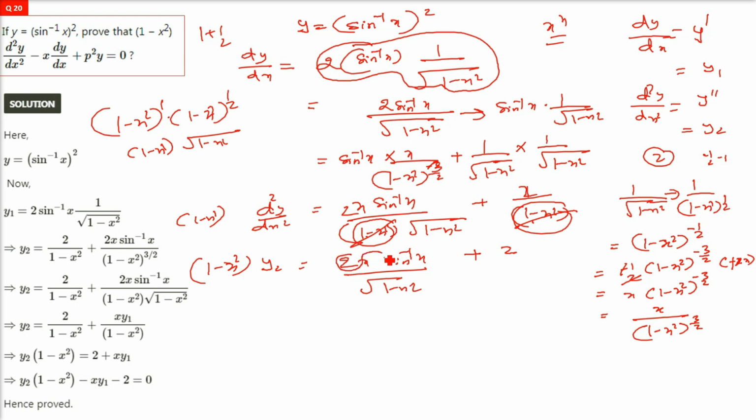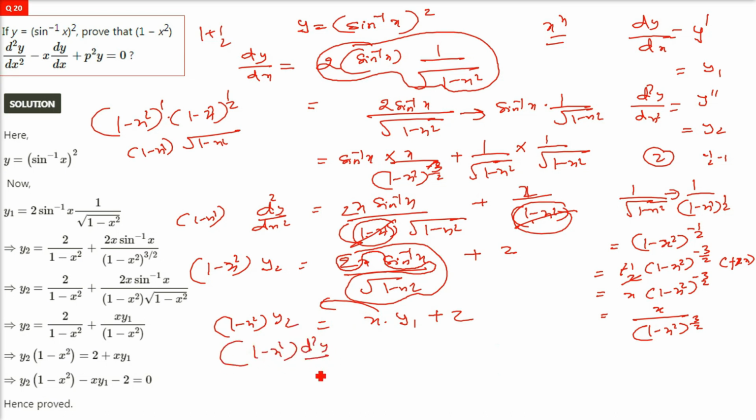So these terms together are dy by dx. There is x here and the other term, we can replace it by dy by dx. You can write it as y1 plus 2, 1 minus x square, y2. So I am taking everything on the left hand side so that we have a 0 on the right hand side. So 1 minus x square d2y by dx2, this goes here, so it will be negative x into dy by dx. I am replacing y2 by d2y by dx2 and y1 by dy by dx, minus 2 equals 0.